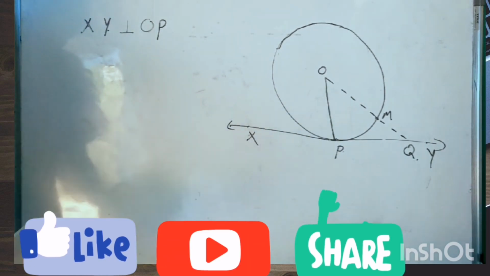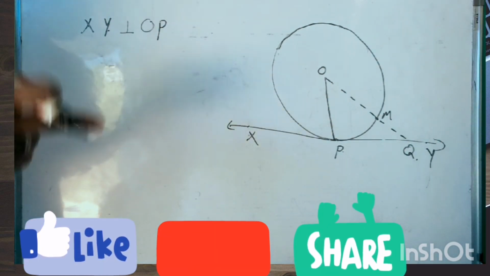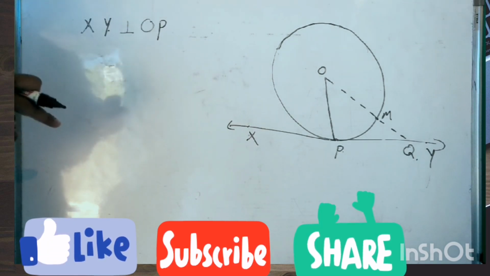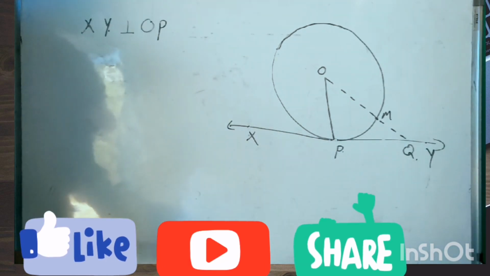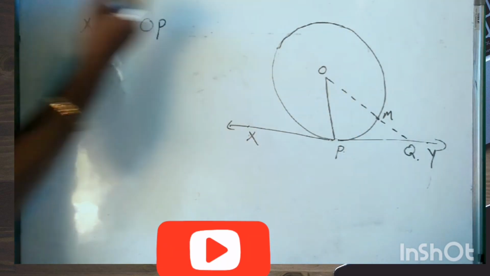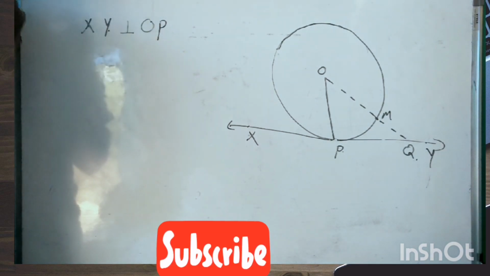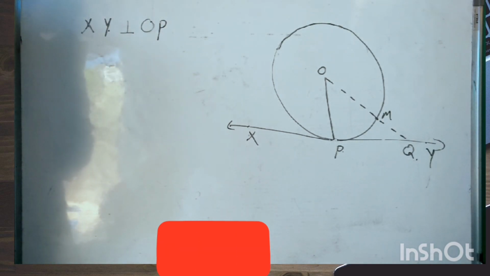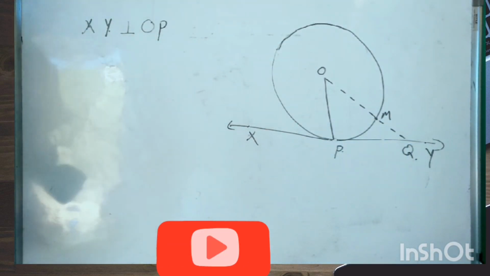In this case, just look at the figure. The tangent is XY. That is perpendicular to the radius through the point of contact. This tangent touches our circle at P, then the radius through P is our OP. Now we need to prove XY perpendicular to OP. For that, I'm going to take one point Q on XY.